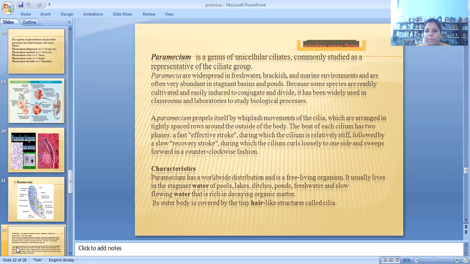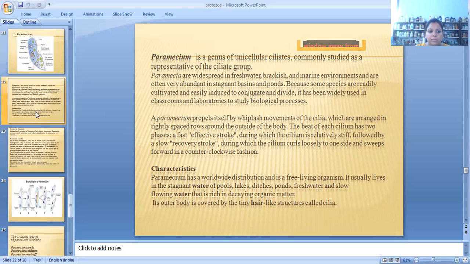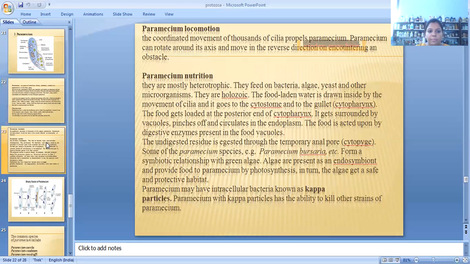They are doing the movement with the help of the cilia which are present in its structure. Various characteristics are again, they are widely distributed across the globe. They are mostly found in the stagnant water and their outer body is covered with the hair-like structures which are called the cilia. Now, how they do the locomotion with the help of the cilia, they keep on doing the locomotion, they rotate itself from the axis point.